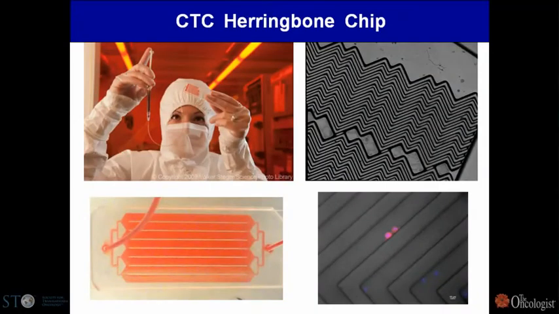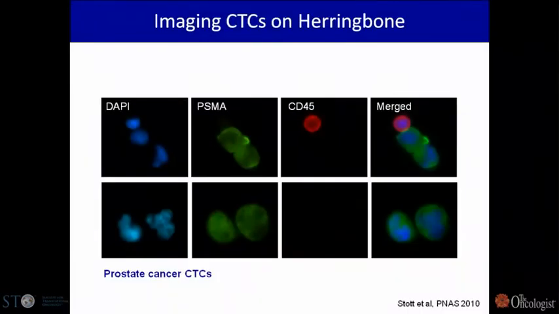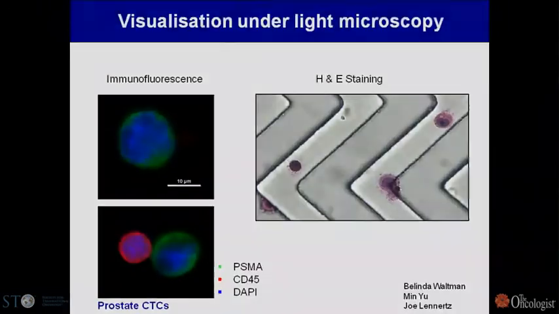This is what it looks like. You can see it's transparent. Again, you can stain the cells in fluorescent stains, and these are these herringbone devices. And you can see here, these are just representative images from prostate cancer CTCs. In this case, we're staining with nuclei, prostate-specific membrane antigen, white cell markers, and we can merge these images. And you can, again, see a kind of resolution of what these cells are like in patients with prostate cancer and other cancers as well. And this was all done by Shannon Stott, a postdoc in Mehmet Toner's lab.